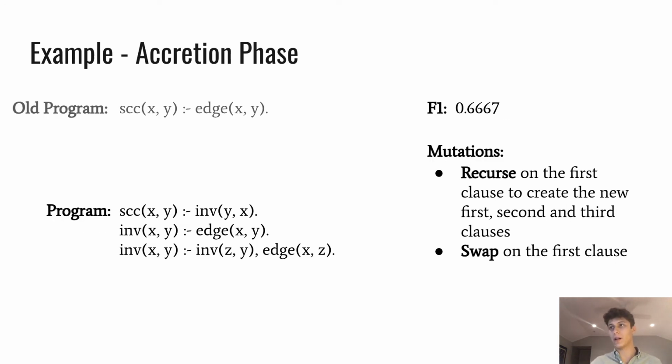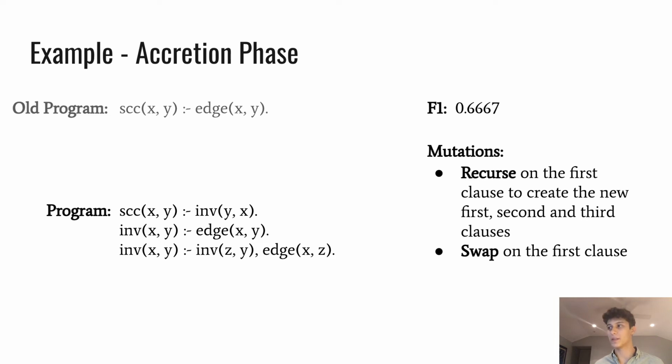We start with the seed clause and immediately recurse on it to create two new clauses and an invented predicate. Note that this invented predicate represents a path, and since we swap on the first clause, exchanging the position of arguments x and y, this program now says that x and y are in the same strongly connected component if there's a path from y to x. So although this isn't the correct program for SCC, we've already discovered the concept of a path, and the F1 score has increased significantly.